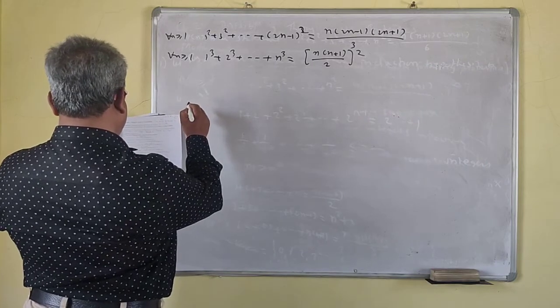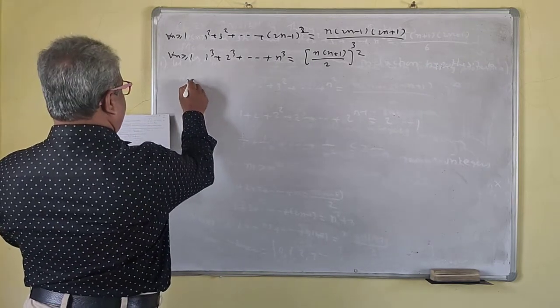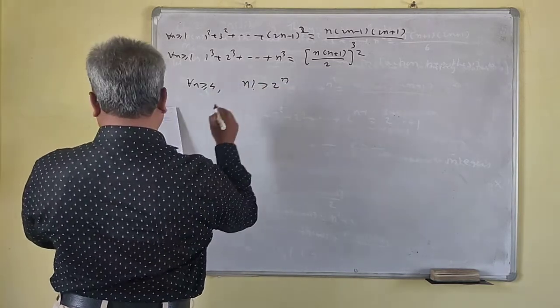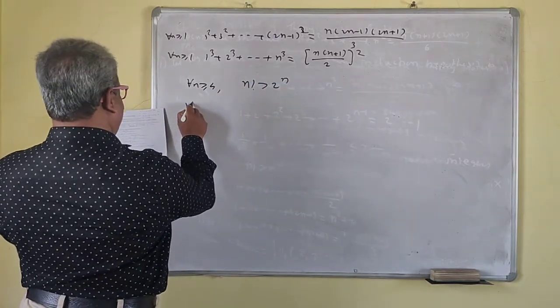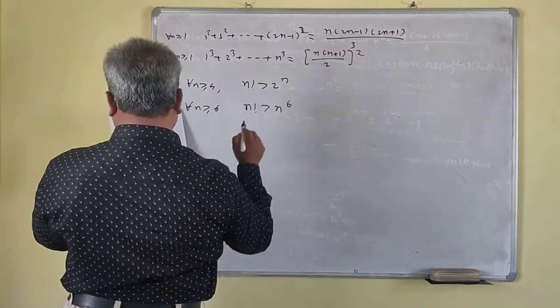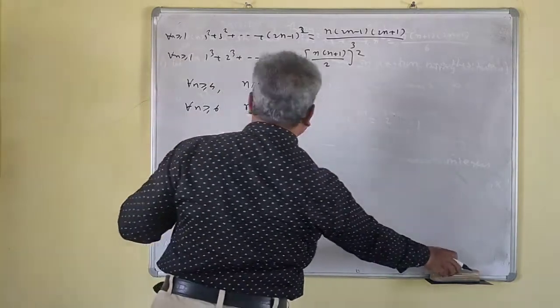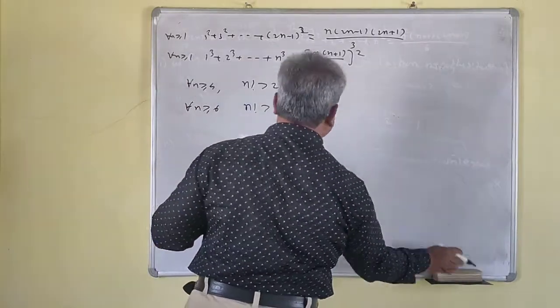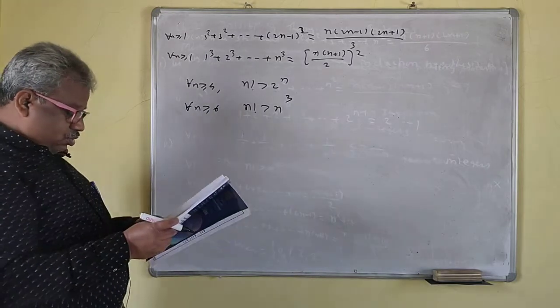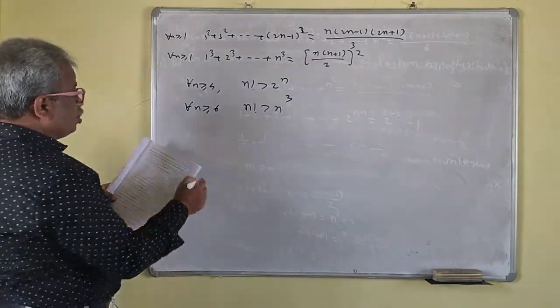Then for all n greater than or equal to 4, n factorial is greater than 2 raised to n. For all n greater than or equal to 6, n factorial is greater than n raised to 3. This is n raised to 3. Okay. So you should remember this.